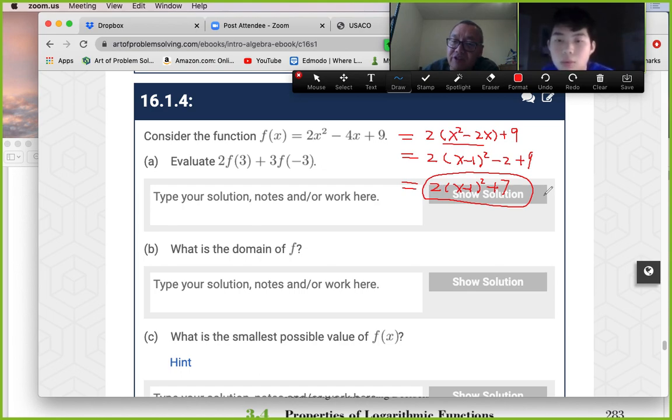You know, the first term, x minus 1 in parentheses squared, this one is always greater than or equal to 0, right? It should not be a negative number. At least the smallest for this part should be 0, right? Then you plus 7. So that means the smallest possible value for f of x is 7.